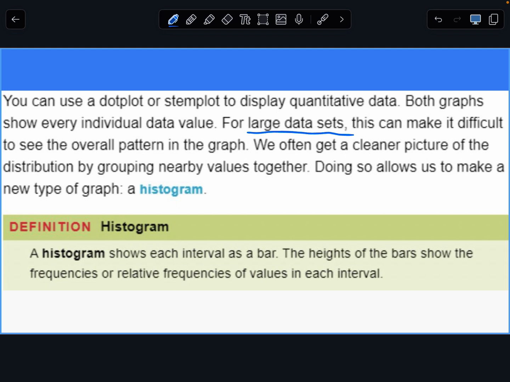A histogram shows each interval as a bar, so it's like a bar chart, but it's different than a bar chart because the heights of the bars show the frequencies or relative frequencies of values in an interval, right? So multiple values within each bar. This bar represents all numbers between 0 and 5. This bar represents all numbers between 5 and 10, rather than an individual bar for 0, an individual bar for 1, 2, 3, etc.